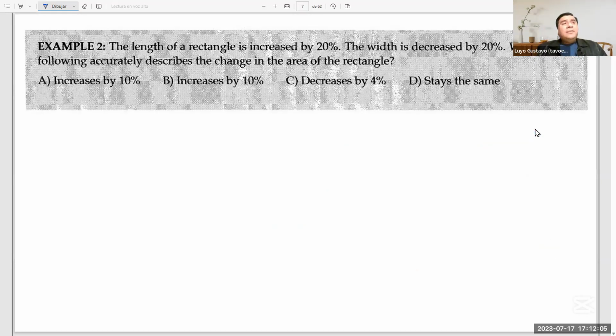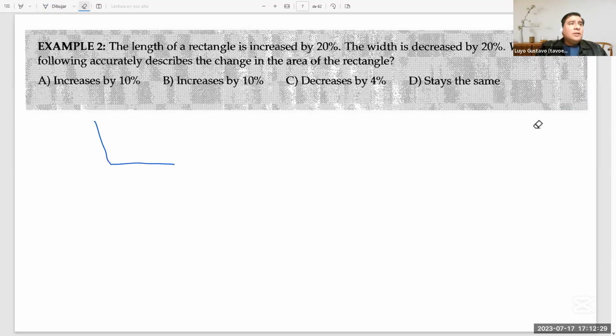Well then, let's see another question. The length of a rectangle is increased by 20%. The width is decreased by 20%. Which of the following accurately describes the change in the area of the rectangle? So basically, a rectangle is something like this. Sorry, this doesn't look like a rectangle. You have the length and the width.